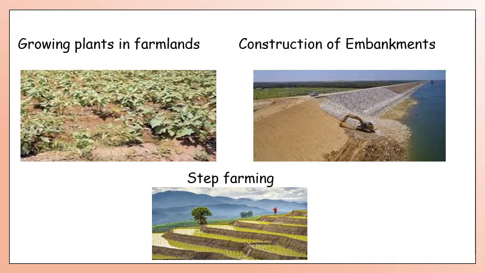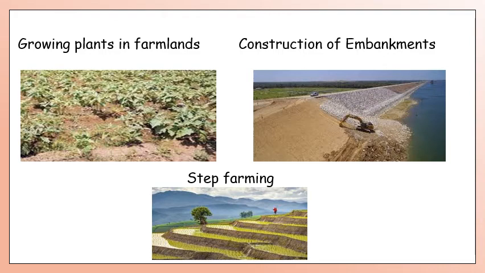Now, next is construction of embankments. Now, as you have already studied, that running water washes away a large portion of the fertile topsoil during floods. And if strong embankments of rocks and stones are constructed on both the sides of a river, it would help to prevent flooding of water in the adjoining fields. And like this, we can check soil erosion.